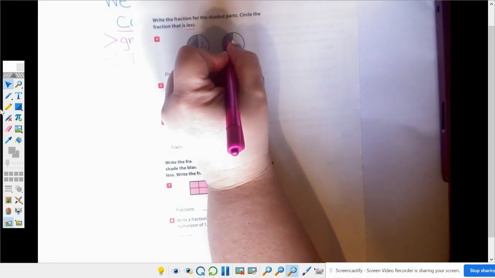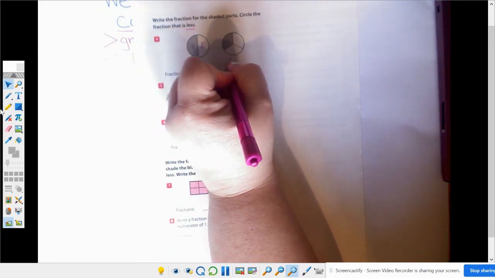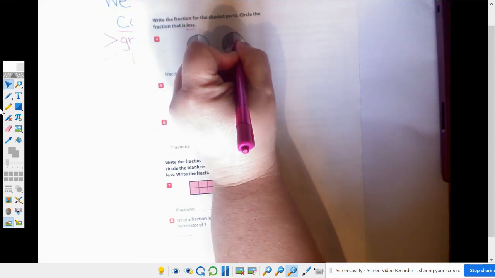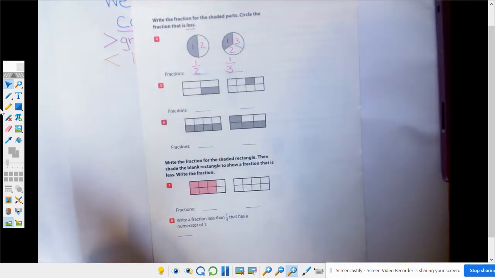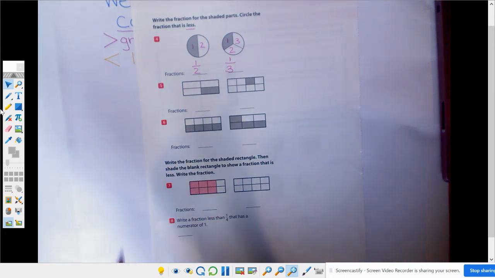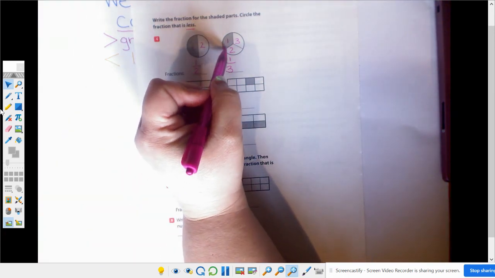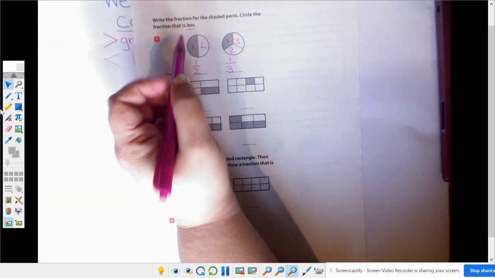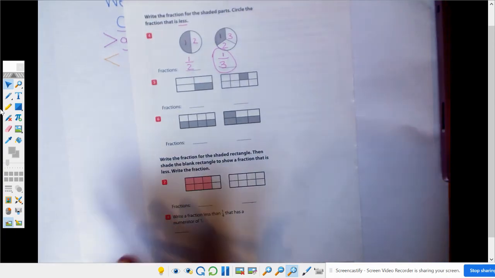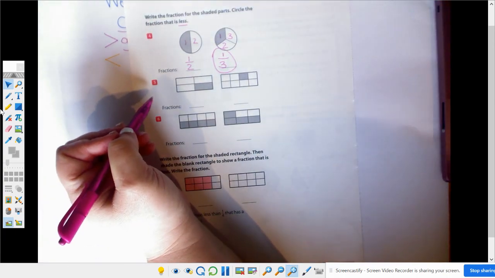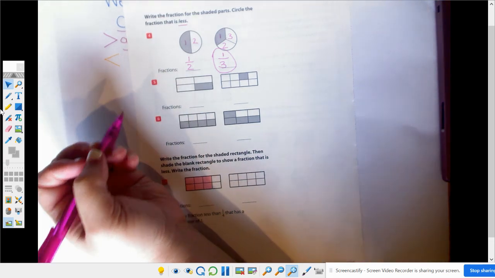In our second circle, we have 1 part shaded out of 3 parts total. So we have 1/2 and 1/3. Well, which one is less? I can see that this piece is smaller than this piece. So 1/3 is less.